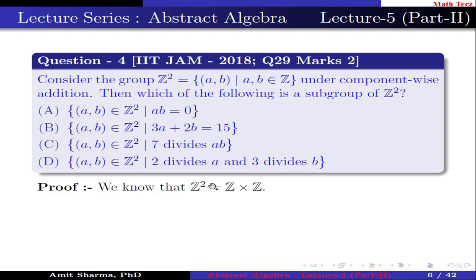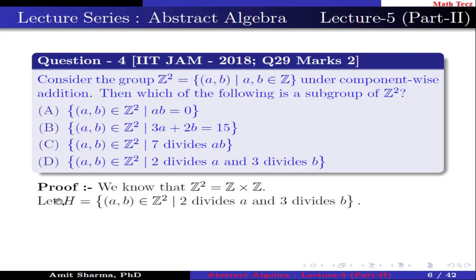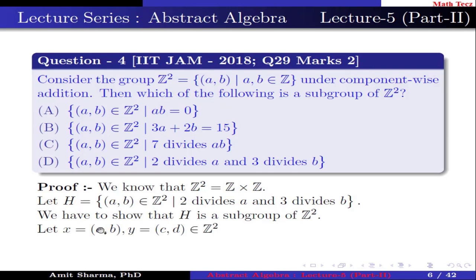We know that Z squared can be written as Z cross Z. Let H be the set of (a,b) in Z squared such that 2 divides a and 3 divides b. We have to show that H is a subgroup of Z squared. Let x equal (a,b) and y equal (c,d) belong to H, which implies 2 divides a and c, and 3 divides b and d.